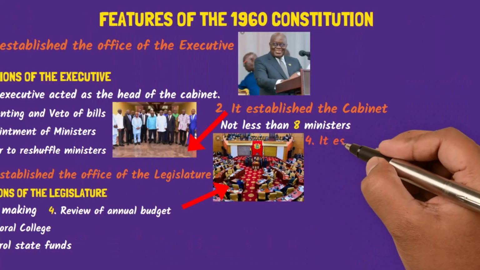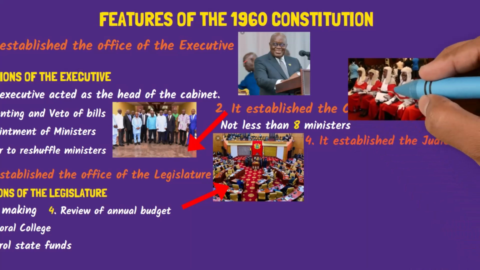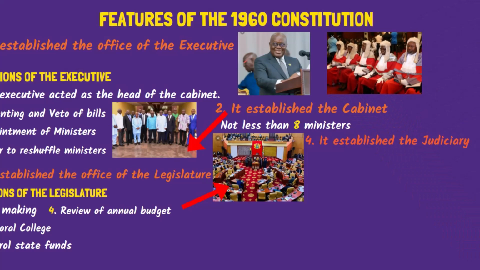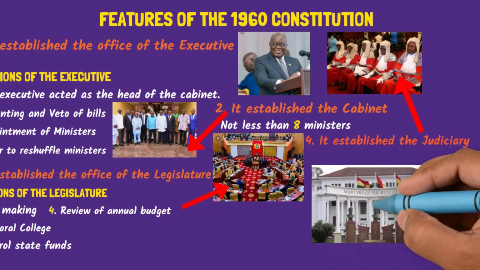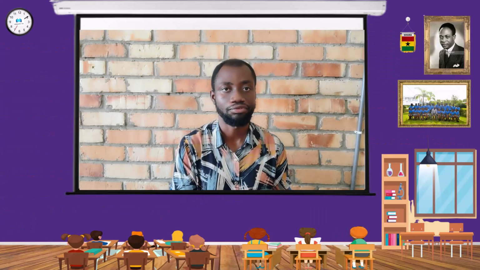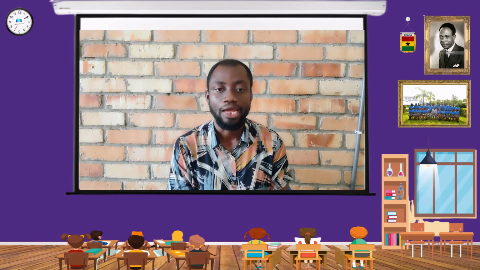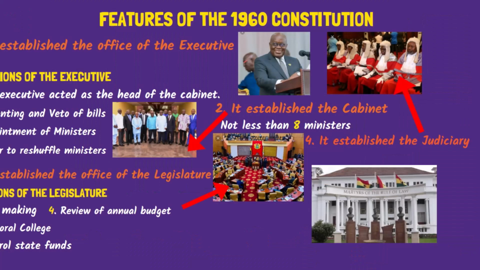Now let's take a look at the last feature of the 1960 Constitution, which was the judiciary. The Constitution established a judiciary arm of government and made it independent from the executive and legislative organs of government. The judiciary consisted of superior courts as well as inferior courts.